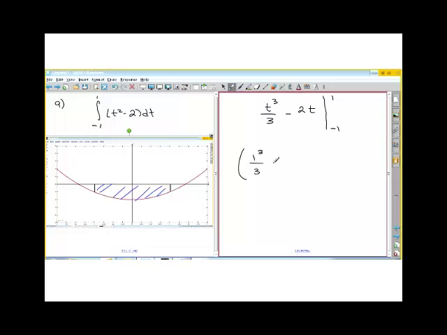So we have 1 cubed over 3 minus 2 times 1. So that's evaluating the function at the upper limit. And then we evaluate it at the lower limit. There we go. Okay, so what do we have? 1 cubed, that's 1/3, minus 2, you're going to get -5/3. This is 6/3, and this is positive 1/3, so 1 minus 6 is -5.